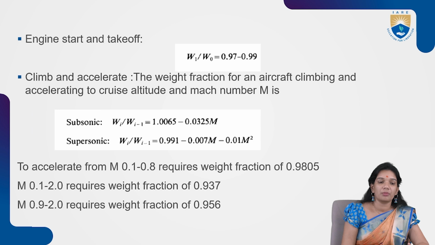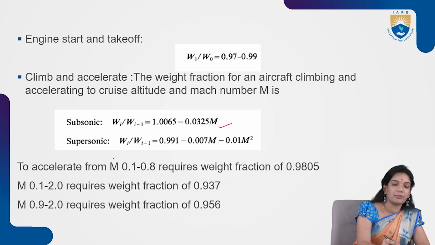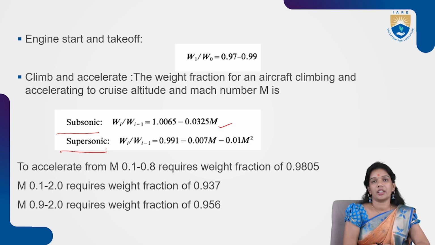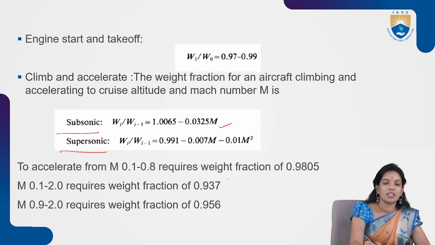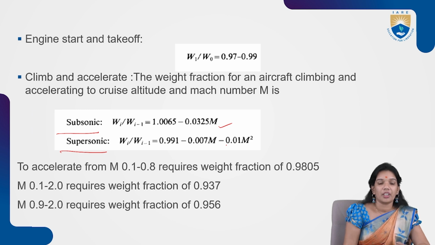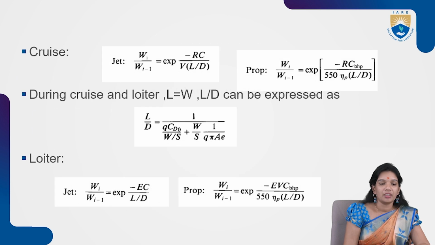Then the next segment is climb and accelerate, where we are going to consider the Mach number, with respect to flying in a subsonic or a supersonic regime as you climb and accelerate. So at different regimes, considering the Mach number also, we are trying to refine the sizing. Then cruise and loiter again go with the Breguet equations. We had the Breguet range equation and the Breguet endurance equation, and with respect to those we calculate our cruise segment or loiter segment.